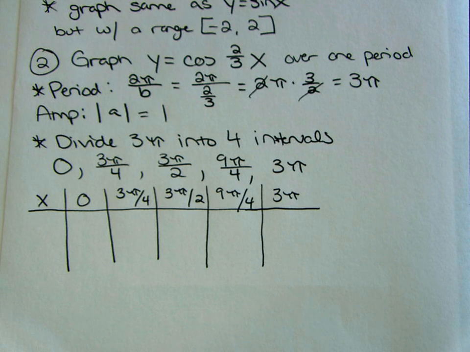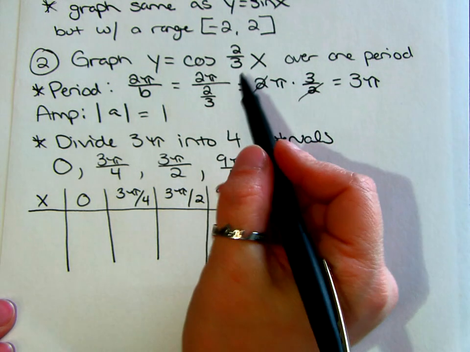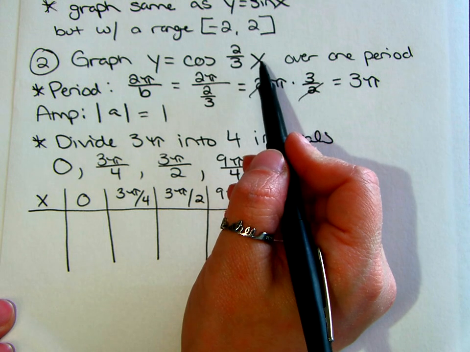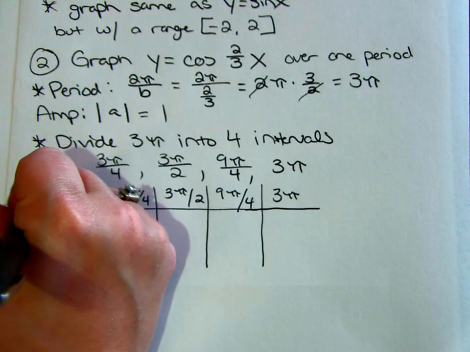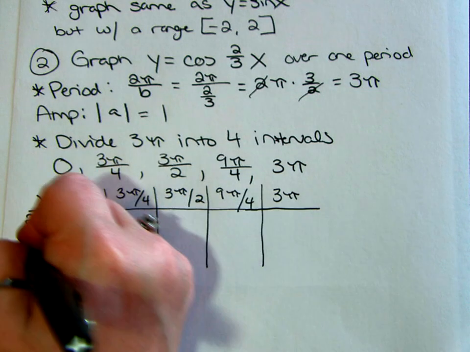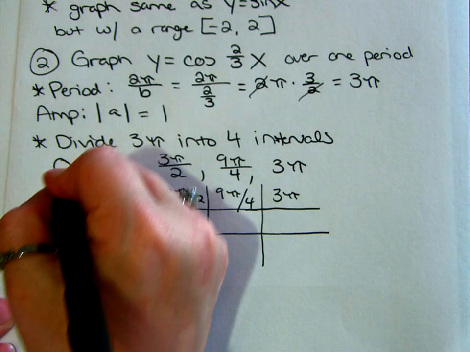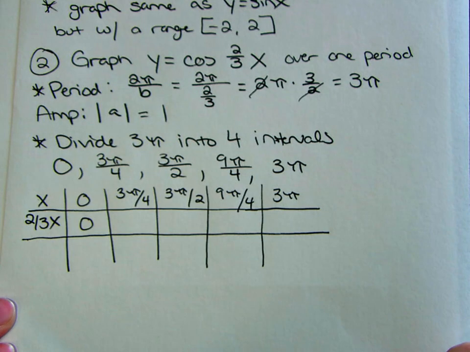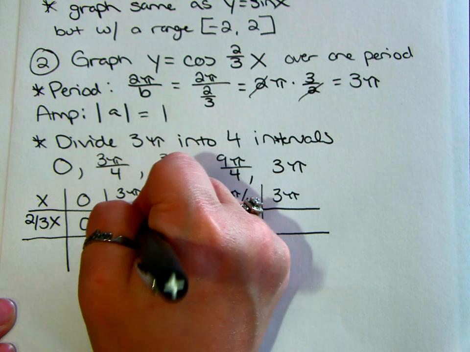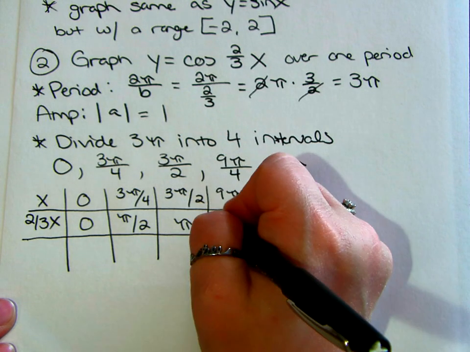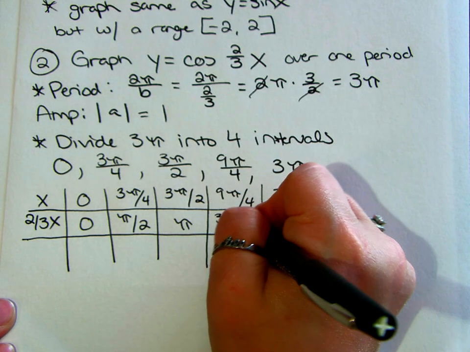The next thing you should find is notice that we're not taking x, we're taking 2/3 times x inside of our function. So we're going to do 2/3 x. Well, 2/3 times 0, 0. 2/3 times 3 pi over 4 will give us pi over 2. And you keep going all the way down on our little table.